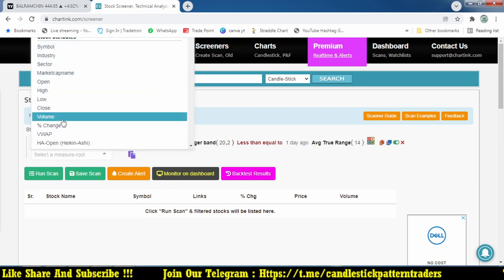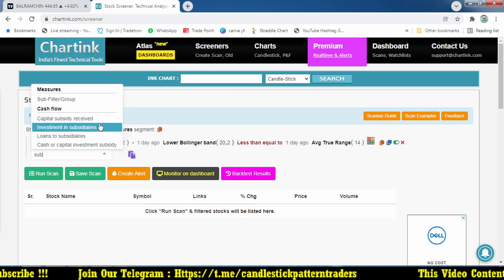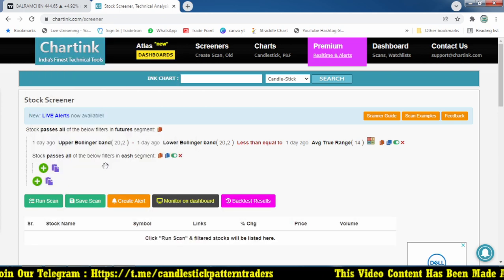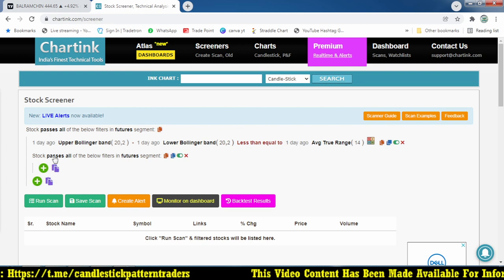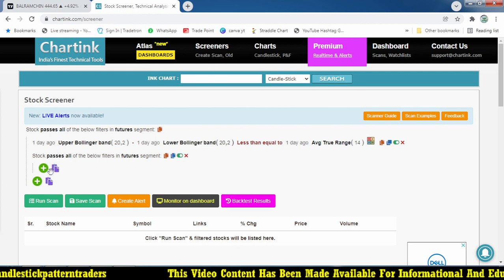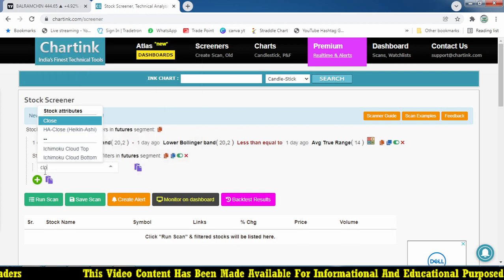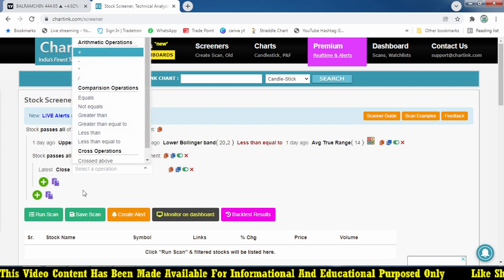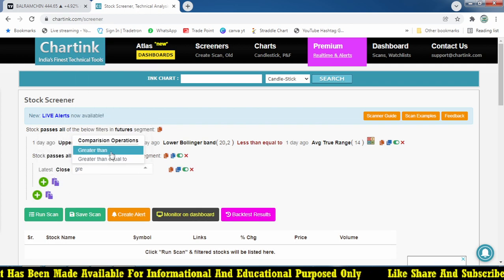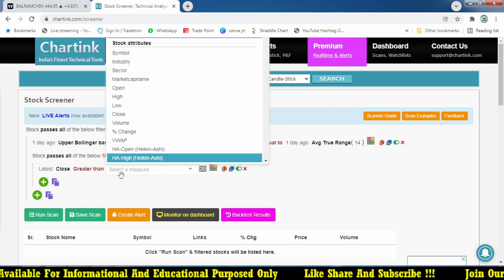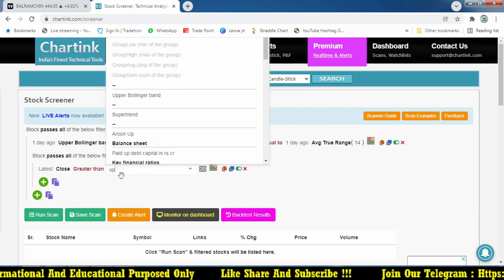Now I'm going to use a filter on futures. I'm going to use the latest close. Here I'm going to use all the conditions. The latest close is greater than the upper Bollinger Band.